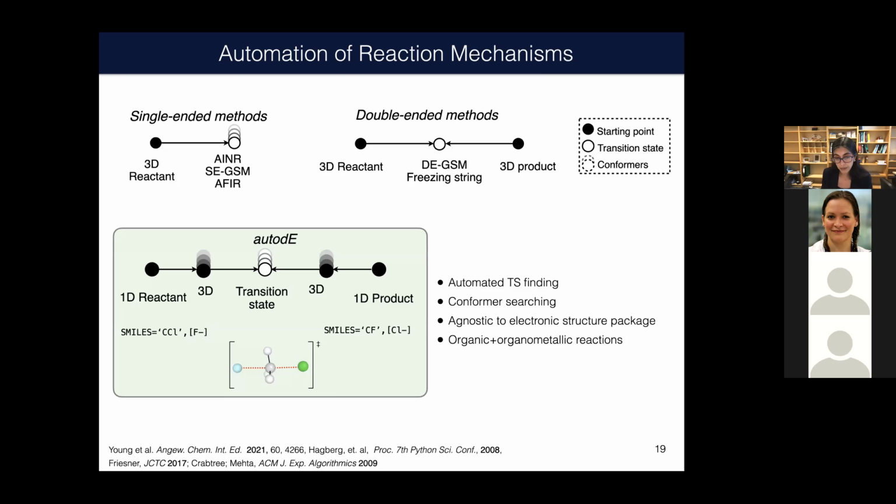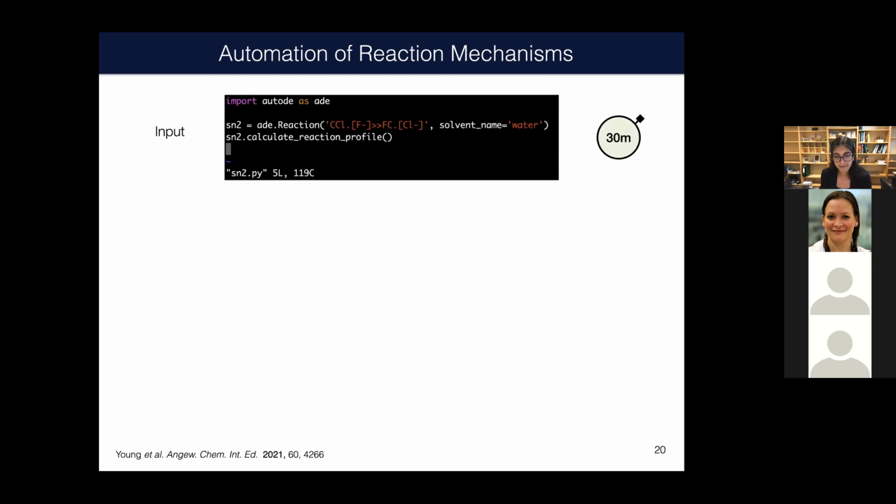So we decided to introduce this program. We call that autode, which is based in this double-ended model, but aim to introduce much more functionalities related to conformational search and also to extend that to organometallic reactions. So I will briefly show you how it works in practice.